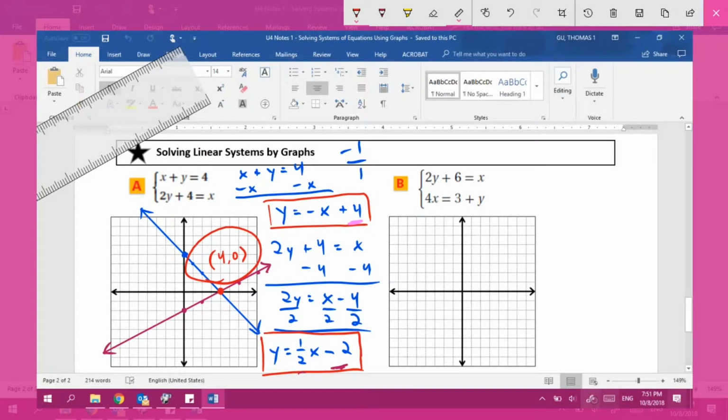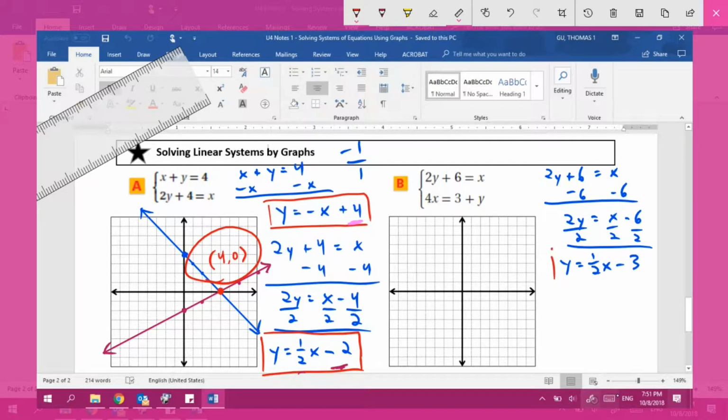All right, so if we wanted to do B, here we go. We need to get y equals mx plus b. So 2y plus 6 equals x is not mx plus b. I'm going to subtract 6 from both sides. That gives me 2y equals x minus 6. Then divide everything by 2. That leaves me with y equals 1 over 2 x minus 6 over 2, which is 3. So that's one of my equations.